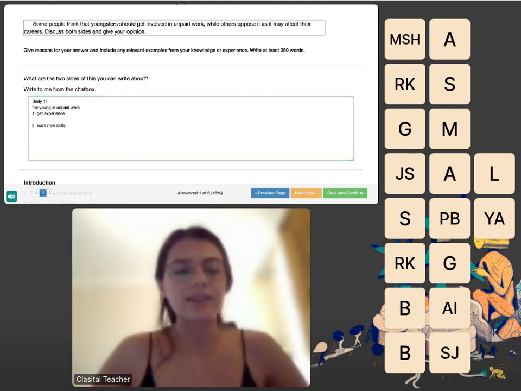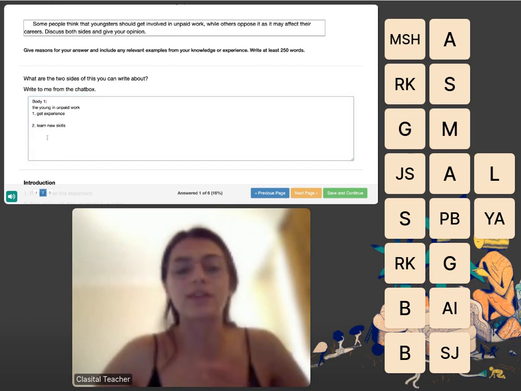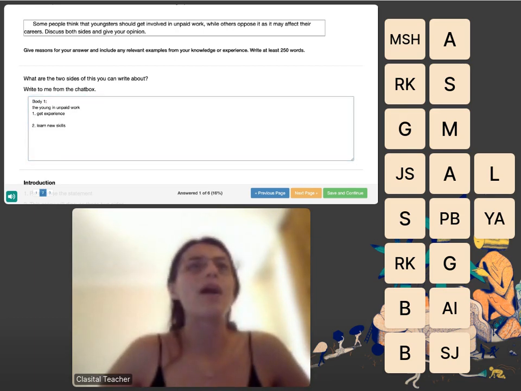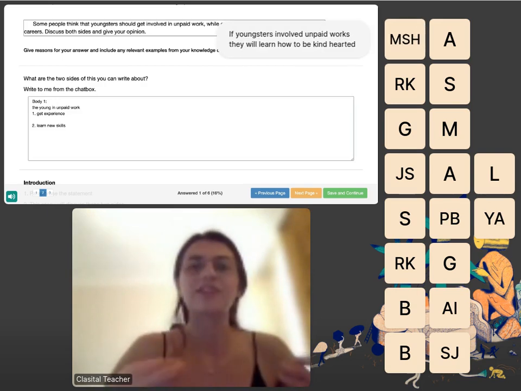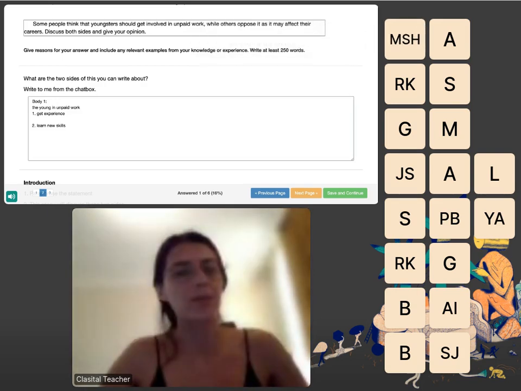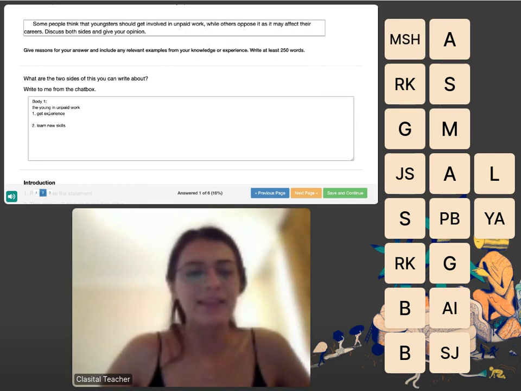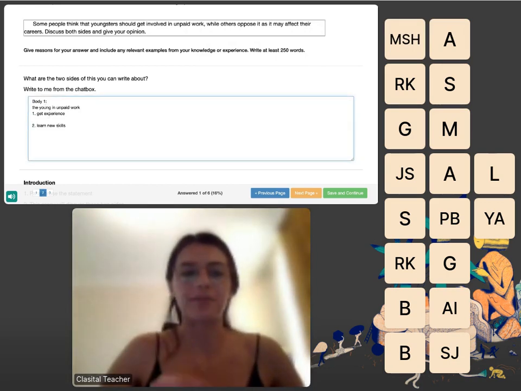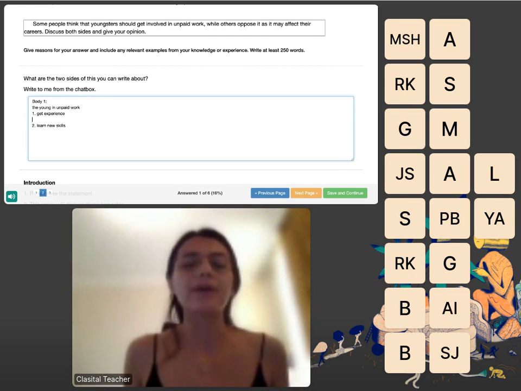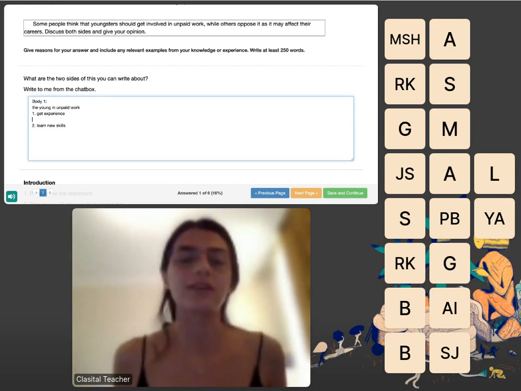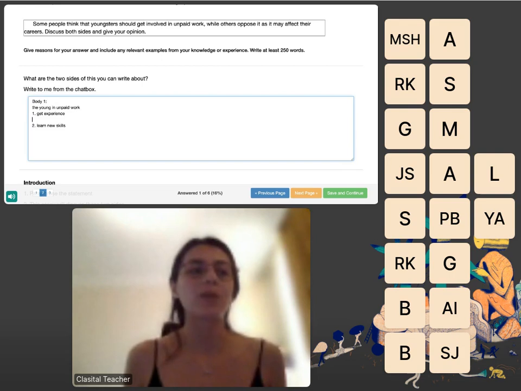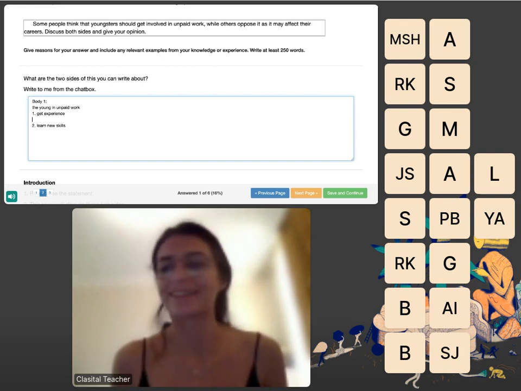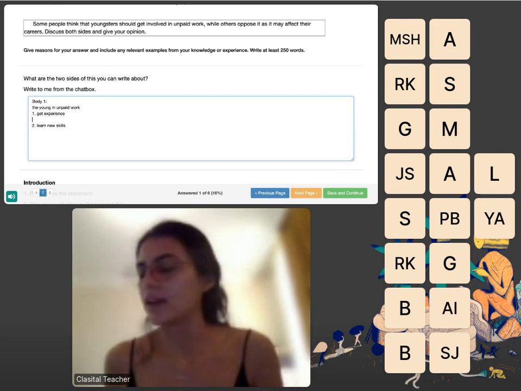And what does getting experience or learning new skills help us with? So we need to be able to give explanations to our supporting ideas and also examples. Let's support these two arguments. So, how does getting experience or learning new skills help us? And what can be some of the examples of this? And there's an answer in the chat box.